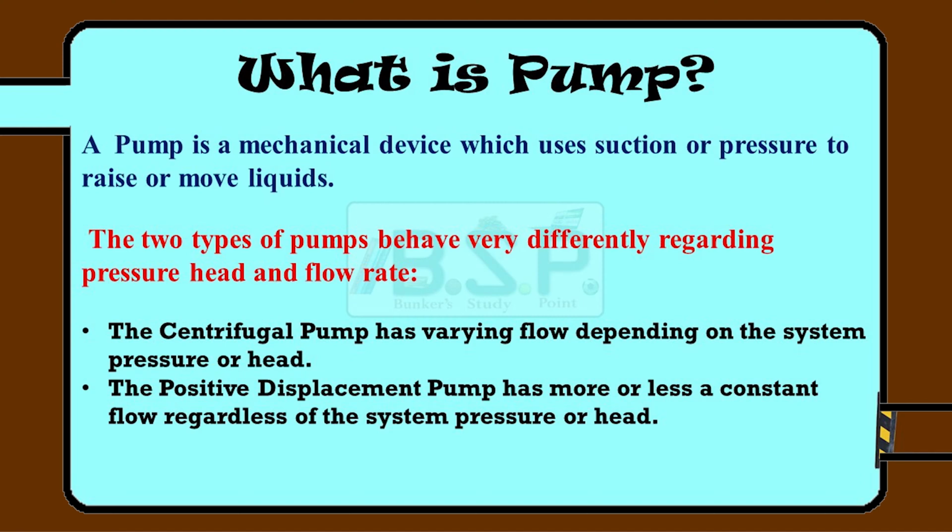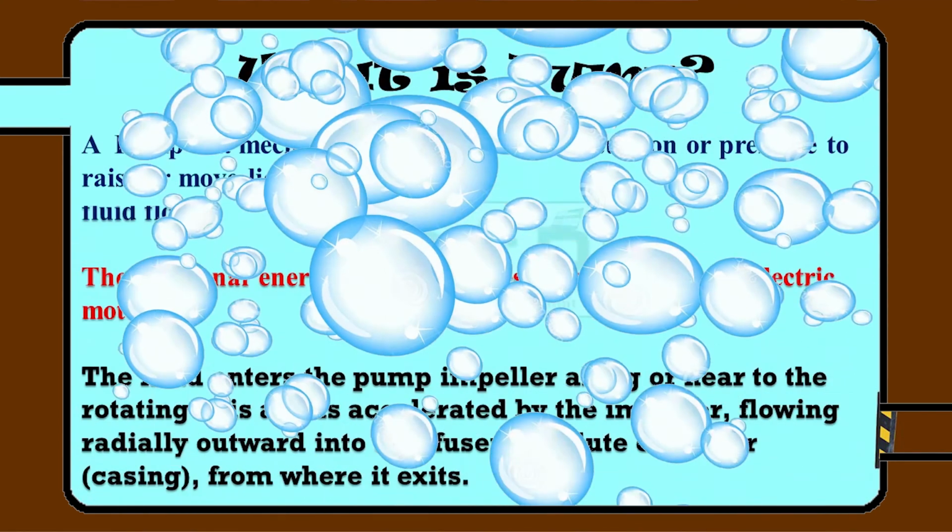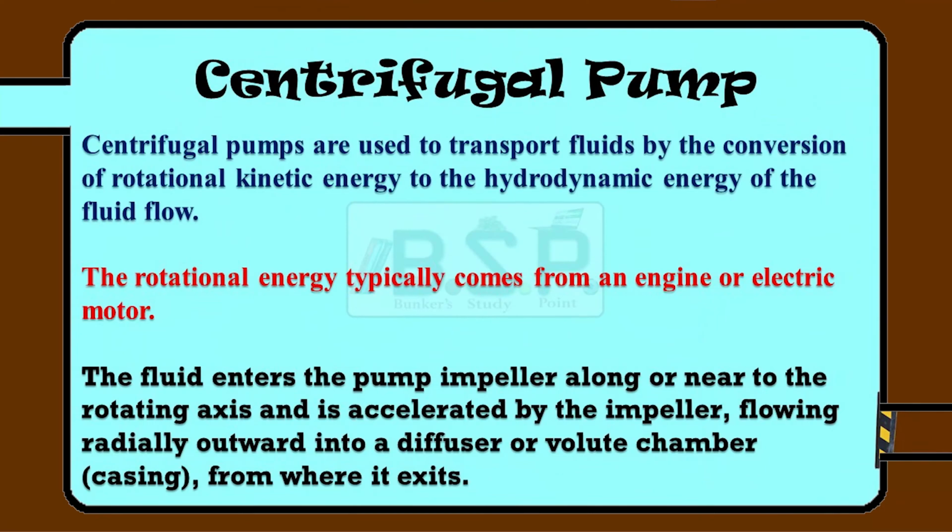The centrifugal pump has varying flow depending on the system pressure or head. The positive displacement pump has more or less a constant flow regardless of the system pressure or head. We will first study about centrifugal pump.